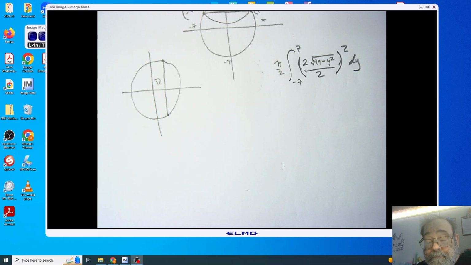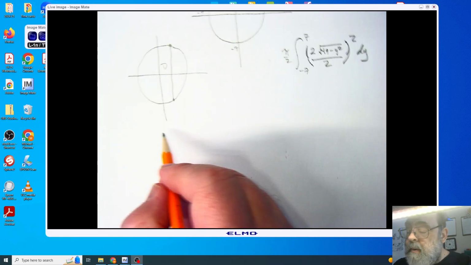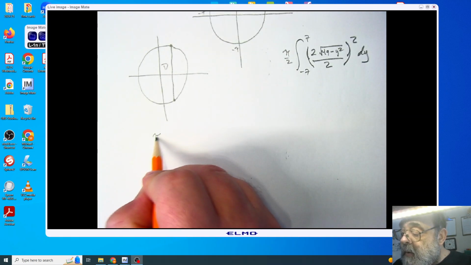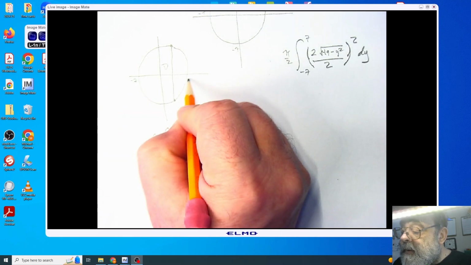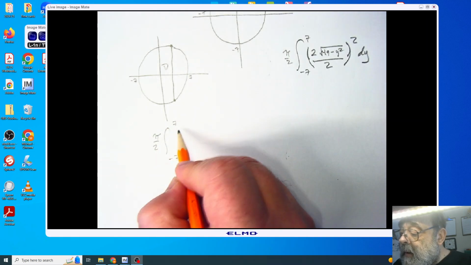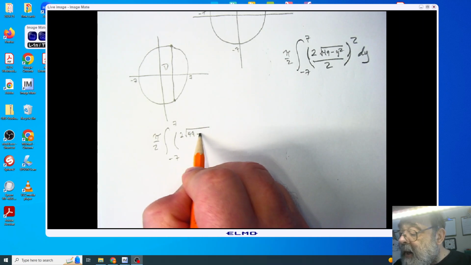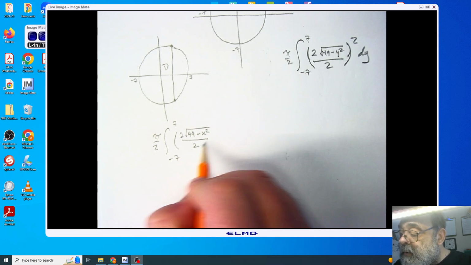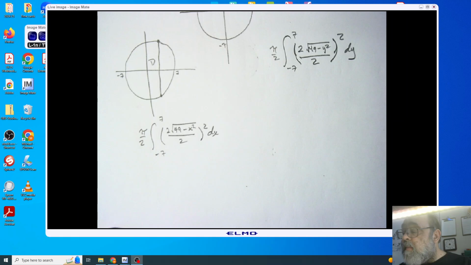Okay. So far so good. We're just cruising along. Now keep in mind that on this one, had you decided to do this shape, you would be looking at pi over 2 integration from negative 7 to 7, and you would have 2 square root 49 minus x squared over 2 squared dx. And you notice they're the same thing.